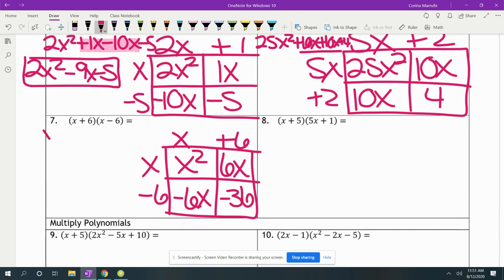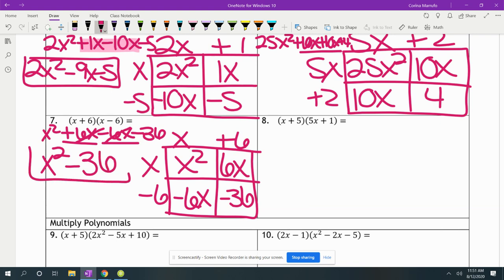So then we write it all out, x squared plus 6x minus the 6x, and then minus the 36. Okay. Now what happens here is when we combine these two like terms, 6x minus 6x, that gives us 0. They cancel each other out. So we're left with x squared minus 36.